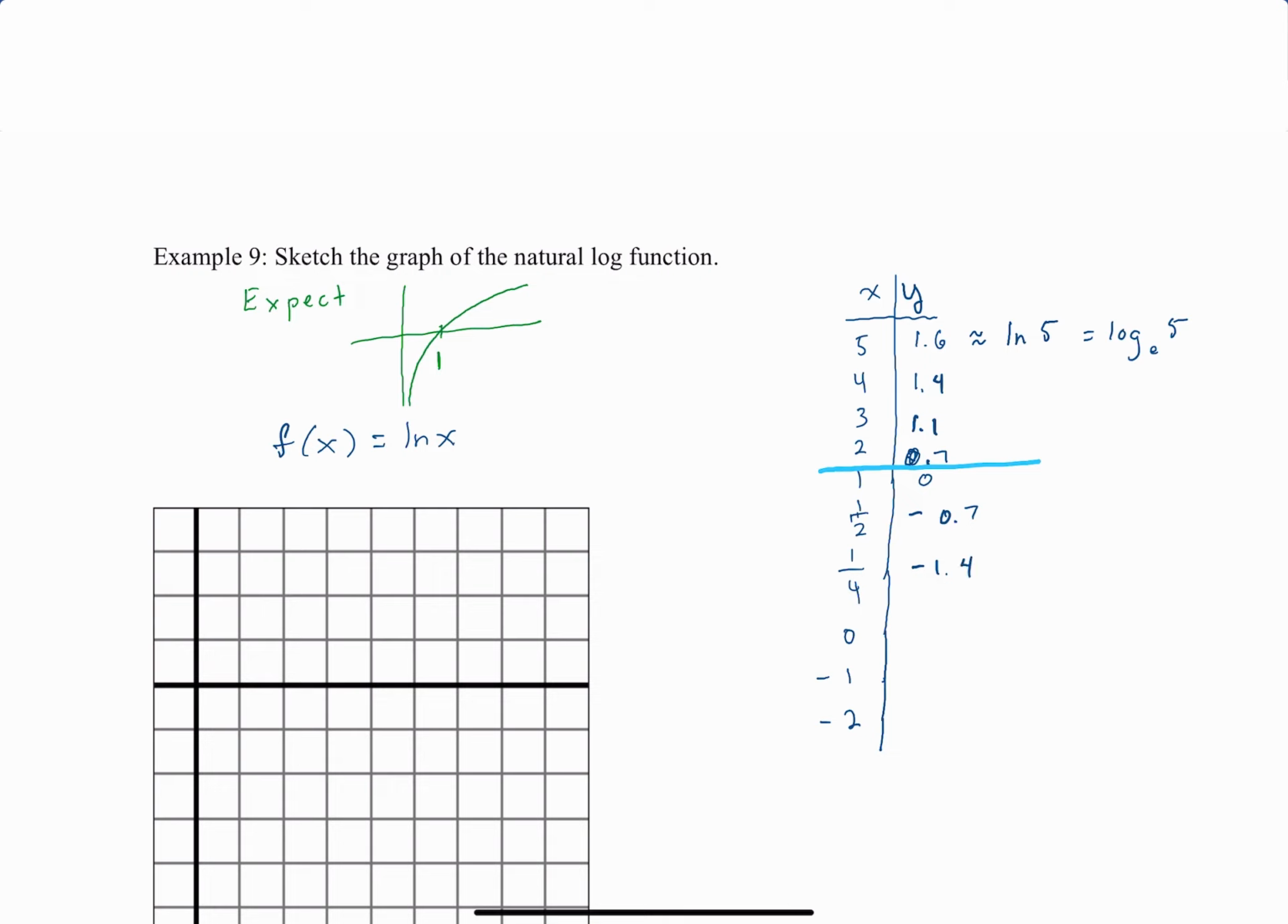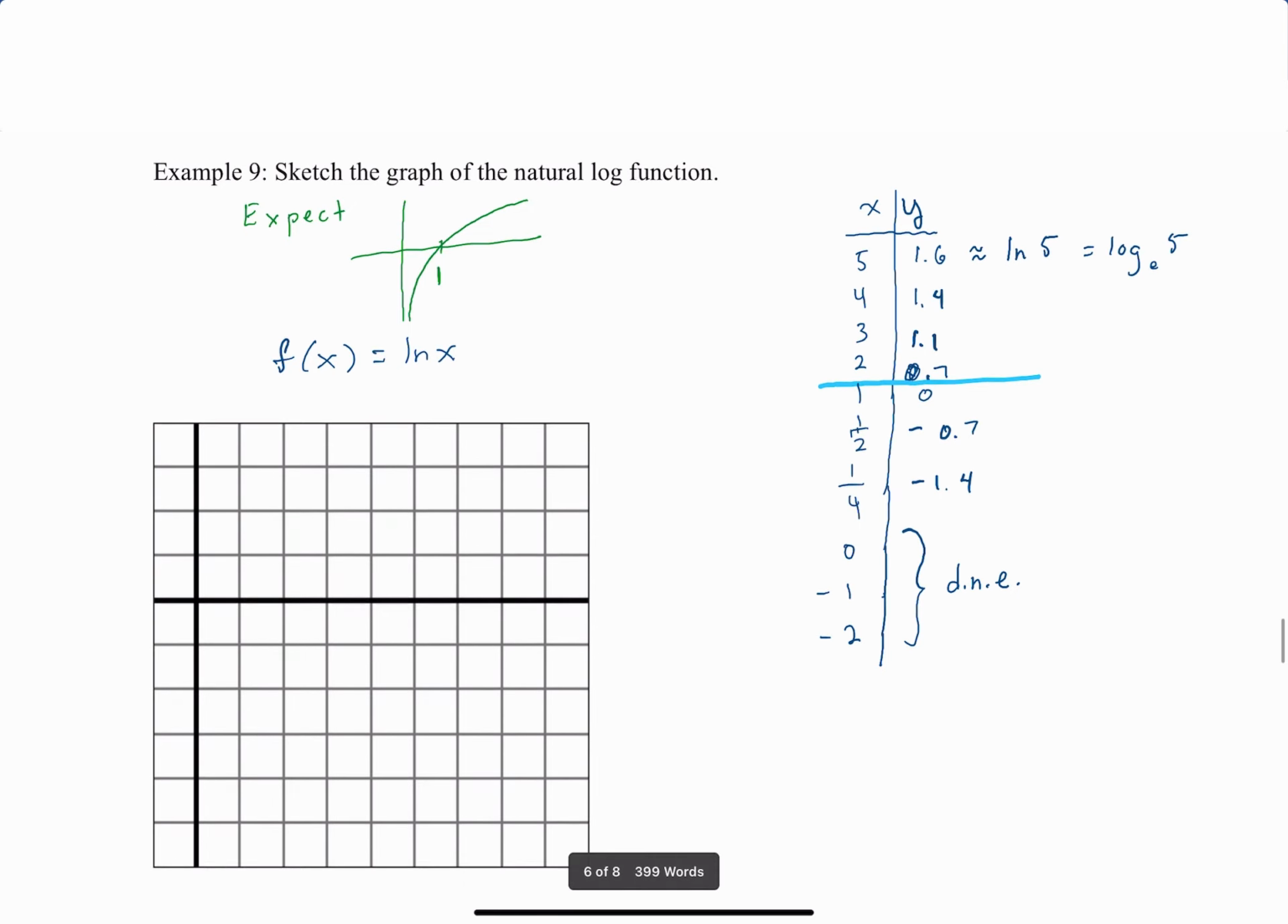And then the last 3 are kind of trick questions. I wonder if you noticed that as I was writing them down. Log of 0 and log of negatives, remember these don't exist. Our graph is not going to go to the left of the y-axis or even touch the y-axis.